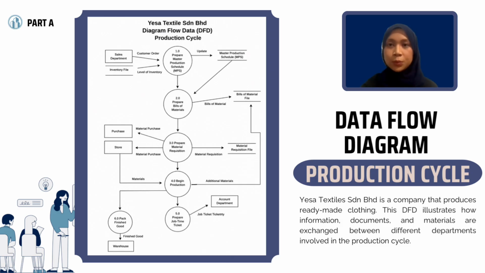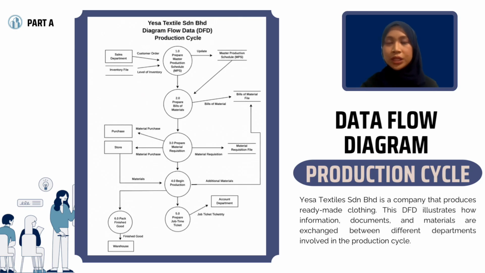The first step is process 1, which is to prepare the master production schedule. The production manager reviews the customer order information from the sales departments as well as the inventory file to check the current inventory level. Based on these two inputs, the manager then prepares the master production schedule and updates it into the MPS file. This schedule is important because it helps to plan and control the entire production process efficiently.